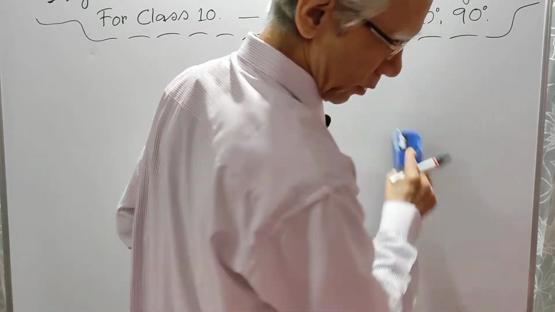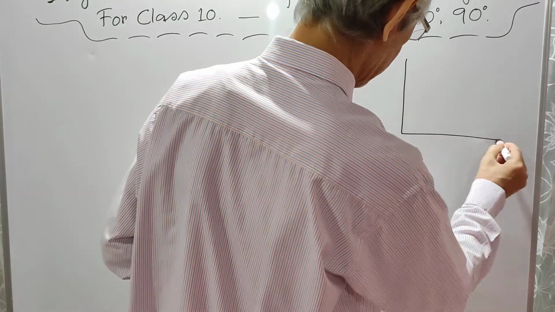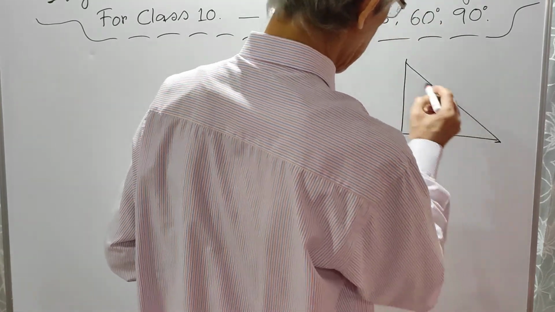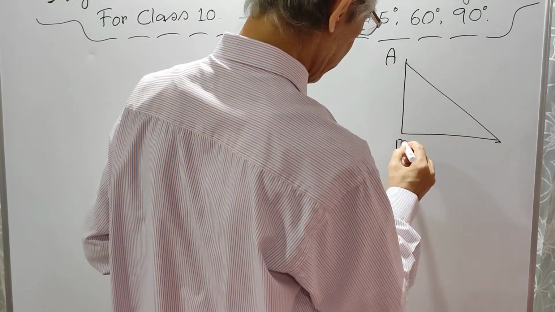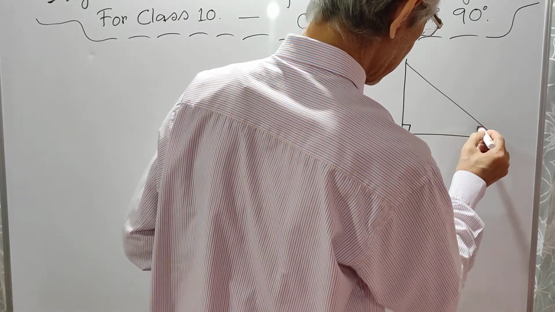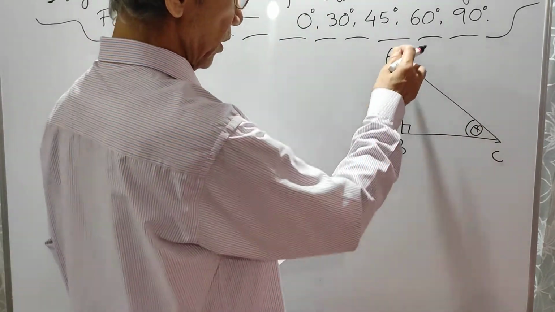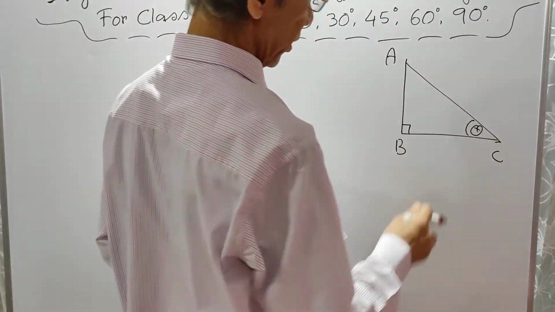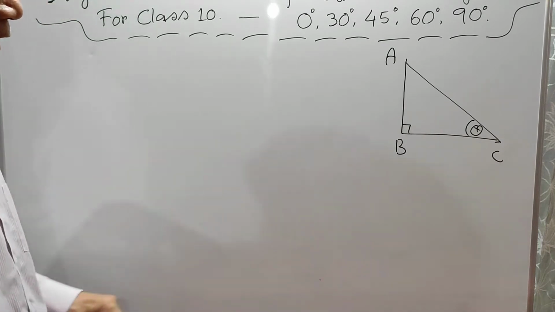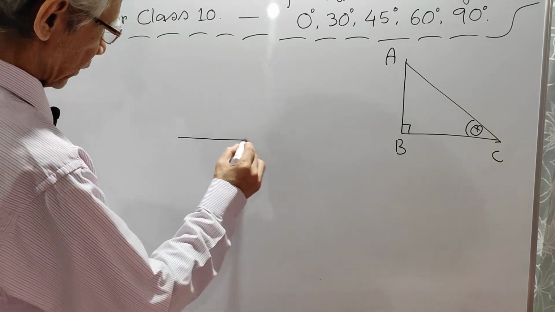It will be better to do that in the usual form. The usual form of triangle is this one, you see. This is A, B, C. This is 90 degree. This is angle theta. So this is the perpendicular. This is the hypotenuse. All right. Now here, before we go to that, let me explain one concept.